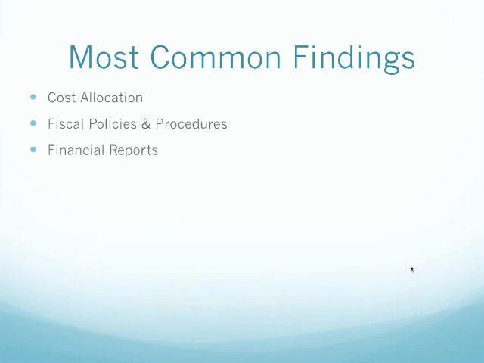I'll also look at your financial reports. I'll be looking at your balance sheet and your P&L. So checking to see if your asset to liability ratio is more than 2, whether your P&L shows income and expense by program.